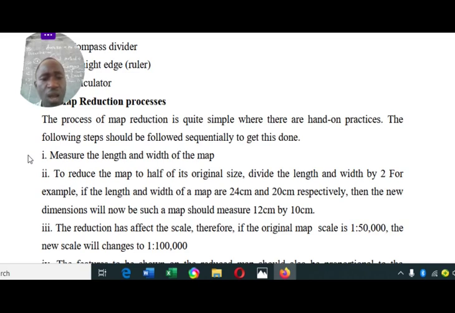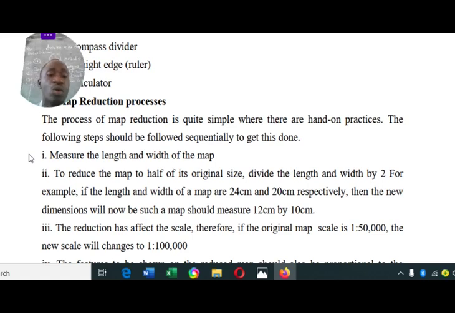They are saying, for example, if the length and the width of a map are 24 centimeters and 20 centimeters respectively, then the new dimensions will be a map measuring 12 and 10, simply because we are now reducing, and we have said that in terms of reducing, we divide by 2, then we come up with the answer.